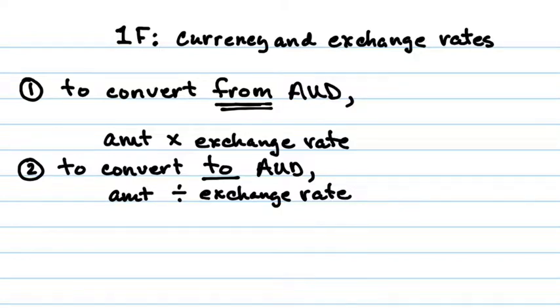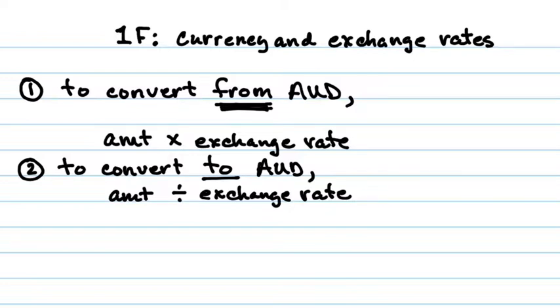Now, some of my students in the past have thought about it as whichever one is easiest. So Australian dollars to something else is multiplication because that's easiest. So from Australian dollars. But however you can think of it to make sure that you can do these conversions.